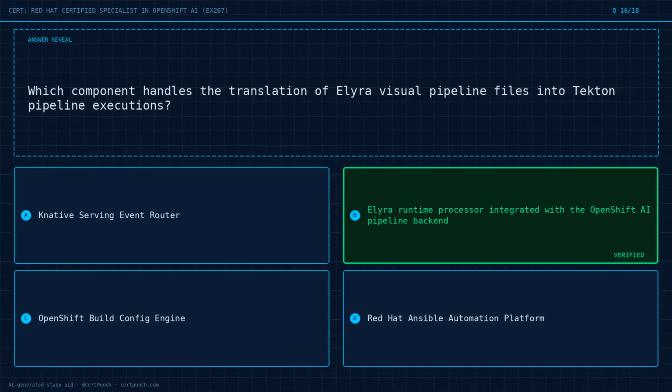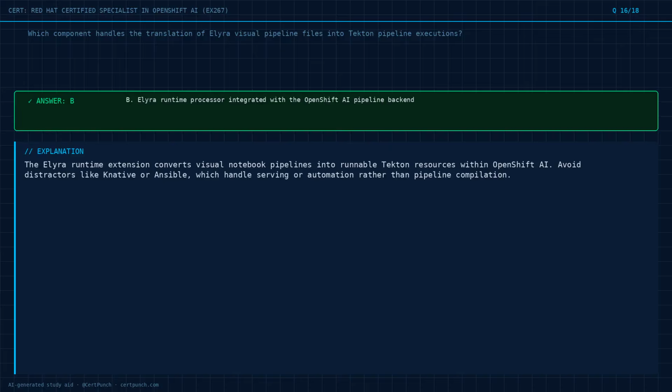The correct answer is option B, Elyra runtime processor integrated with the OpenShift AI pipeline backend. Behind the answer, the Elyra runtime extension converts visual notebook pipelines into runnable Tekton resources within OpenShift AI. Avoid distractors like native or Ansible, which handle serving or automation rather than pipeline compilation.